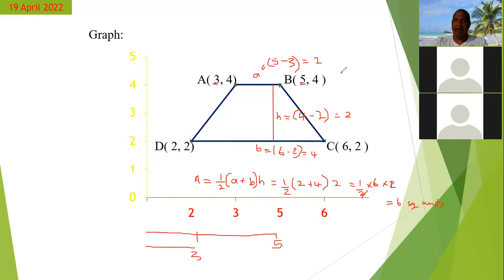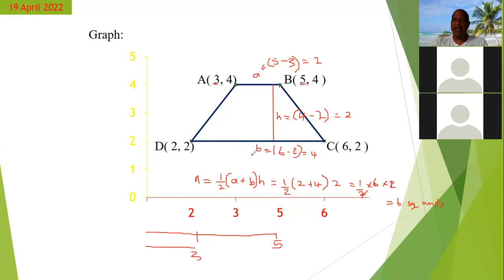Okay. All right. So the first thing that you want to do is to remember the formula. Now the formula is the area is equal to half times the sum of the parallel sides times the distance between the parallel sides. So you have that down, Miss Green, right? Yes, sir. Right. So the next thing to do now is to work out the value for what A is, what B is, and what H is.